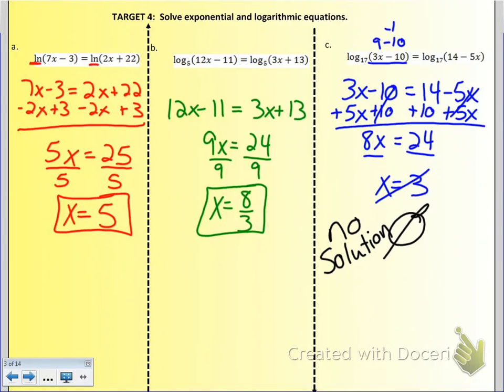So let's go back and check the previous ones here. Here in red, we're going to plug in the 5. 7 times 5 is 35. Minus 3 is 32. Good to go. 2 times 5 is 10. 10 plus 22 is 32, and we're good to go. They're the same. Here in the middle with the green, we have 12 times 8/3, and because you've done your fraction packet, you remember how to multiply fractions, and you get that 12 times 8/3 is 48, and then minus 11 is 37.